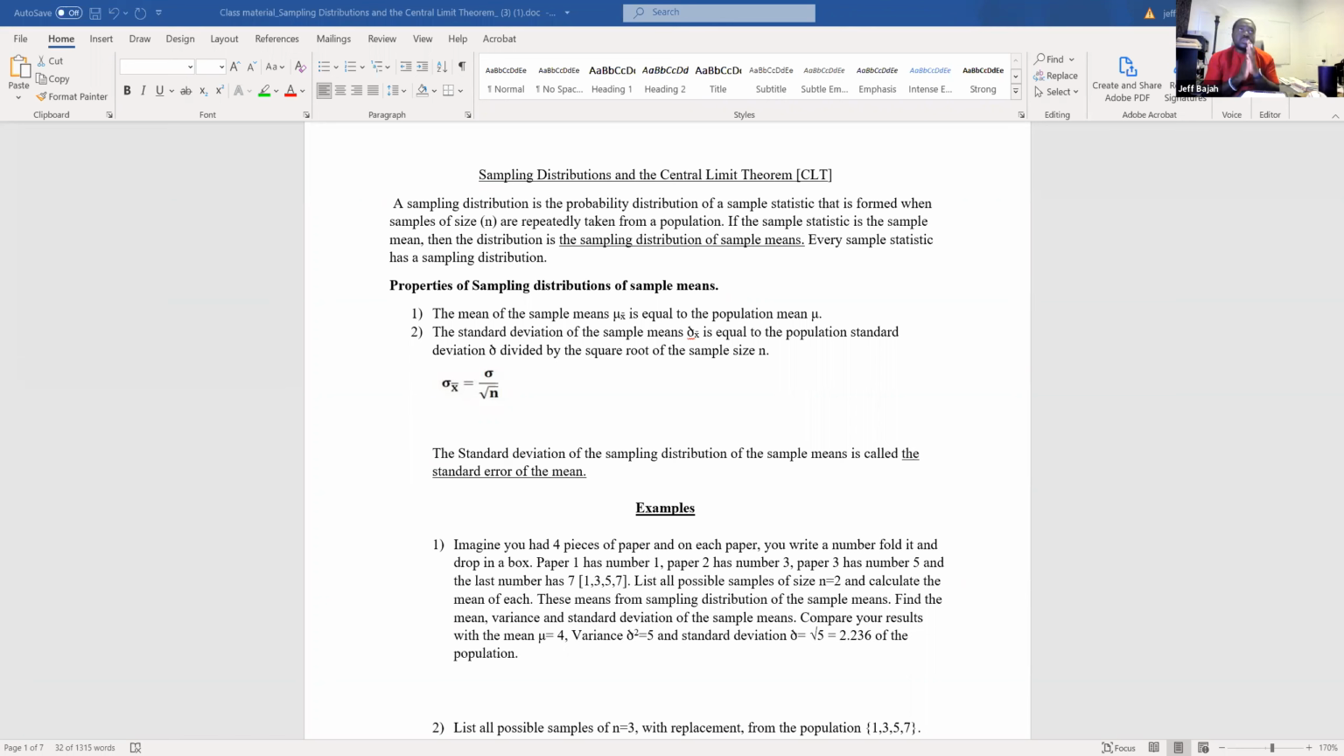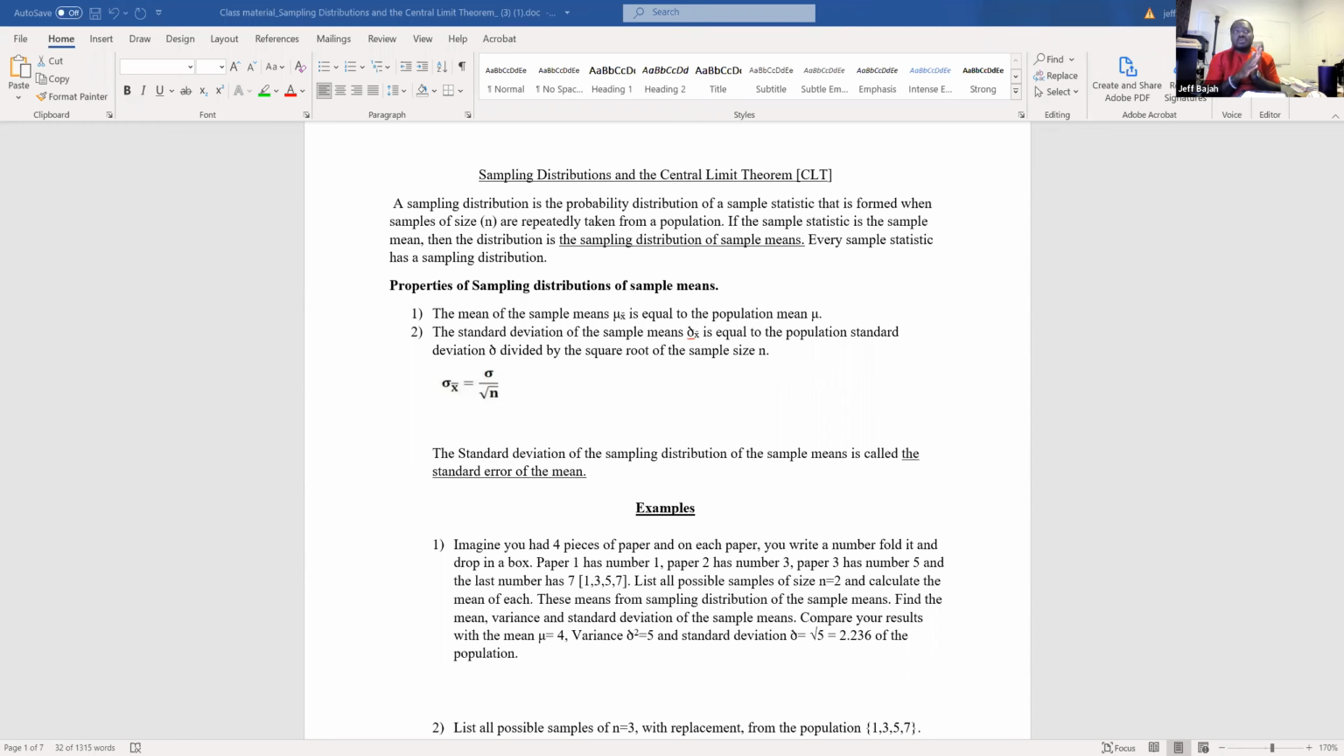Today we're going to look at a couple of topics. We're going to look at sampling distribution. We're also going to look at the central limit theorem. And then we're going to look at the normal approximation of the binomial distribution, right? And so we're going to look at all that today.